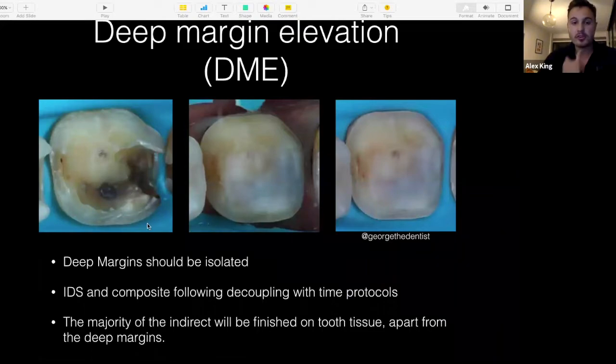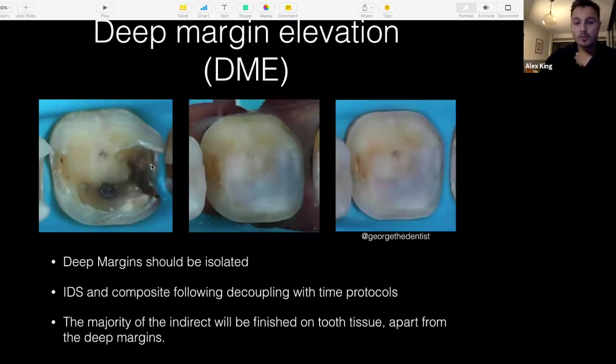So this is a bit of workflow. If you look on this picture here on the left-hand side, we can see a tooth that's been prepared for an onlay. This mesial aspect here is deep. It's probably sub or juxtagingival without rubber dam on. And it's been isolated, and they can see this nice deep margin here.